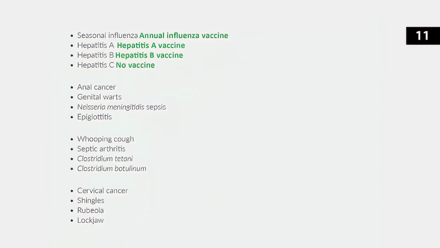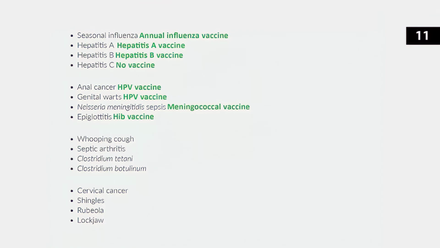Some types of anal cancer can be prevented by the HPV vaccine. Genital warts can also be prevented by the HPV vaccine, since most genital warts are caused by HPV types 6 and 11, which are included in the 9-valent vaccine. Neisseria sepsis is prevented by the meningococcal vaccine. Epiglottitis, this one is the HIB vaccine.